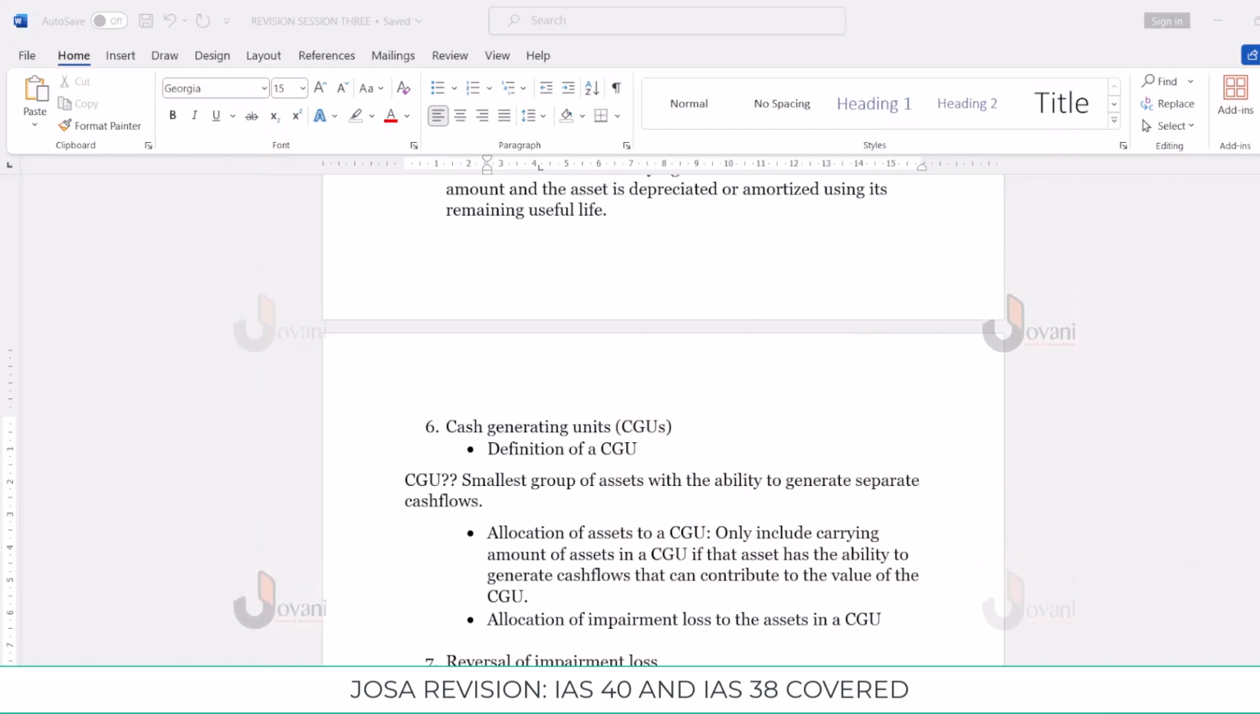To contribute to a CGU, an asset should be able to generate separate cash flows. So if it's unable to generate independent cash flows, then it wouldn't be part of a CGU. You were giving the example of a football team, that Onana as a goalkeeper, since he can't generate individual cash flows, can be part of a CGU of the entire team, but the 11 players can.